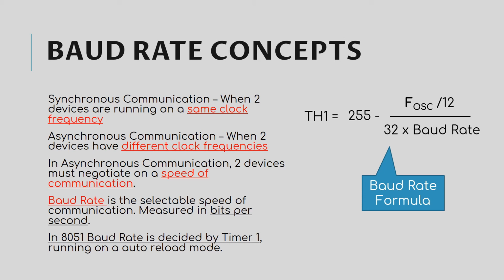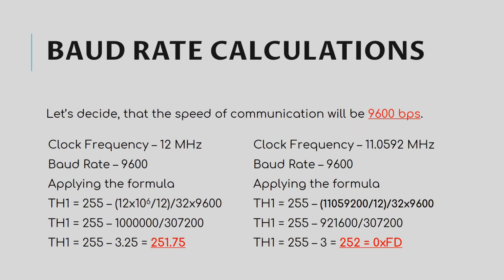So 32 into baud rate. Remember this formula? I'll show you a sample calculation. The standard communication speed used in many devices is 9600. This is the universal baud rate. It is supported by all the devices. So 9600 bits per second. If we want to achieve this baud rate, we have to set that baud rate.